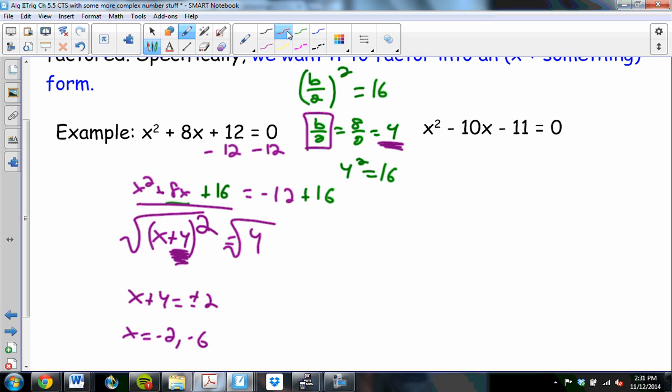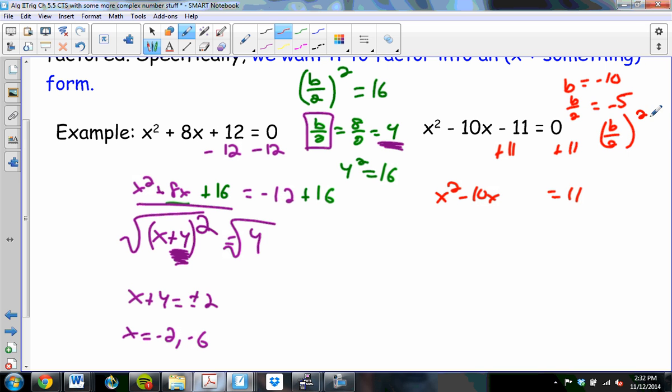I'll do one more example really quick. Add 11 to both sides. And I get that x squared minus 10x equals 11. My b value is negative 10. So b over 2 is negative 5. So b over 2 squared is positive 25. That b over 2 squared will always be positive. So I'm going to add a 25 here and a 25 here.